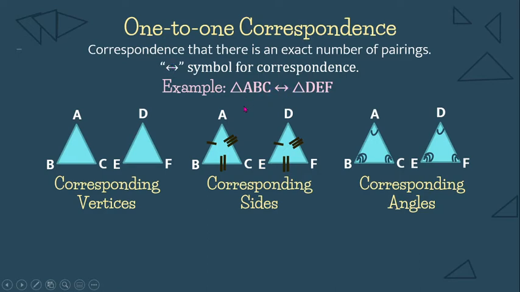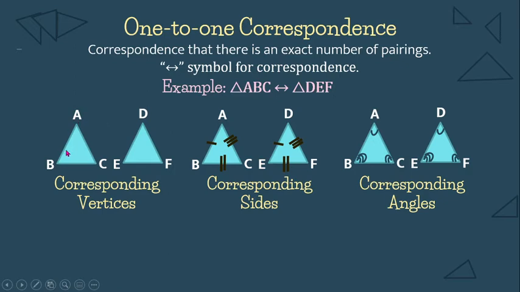Ayan. So, example natin is triangle ABC corresponds to triangle DEF. Pag correspondence yung pinag-uusapan natin, kailangan meron tayong order or yung pagkakasunod-sunod niya. So, kung yung A, corresponds yan sa D. Si B kay E, si C kay F. So, hindi pwedeng magkabali-baliktad, ha?